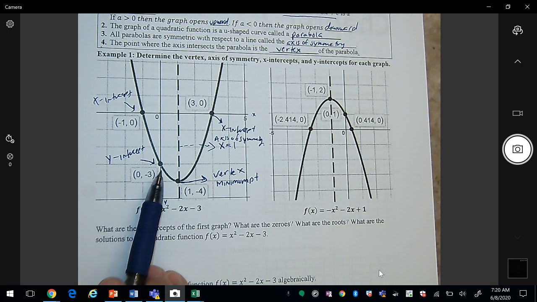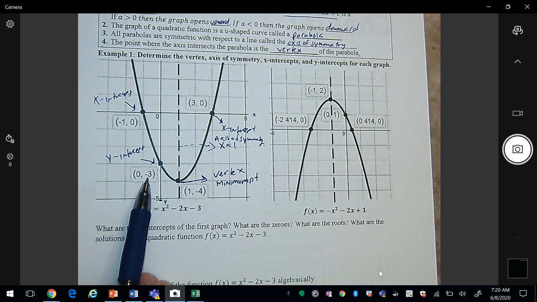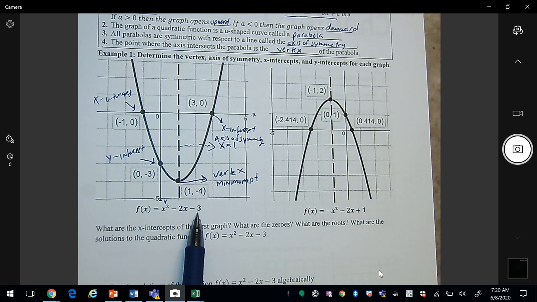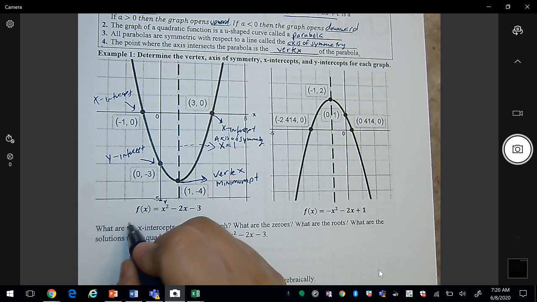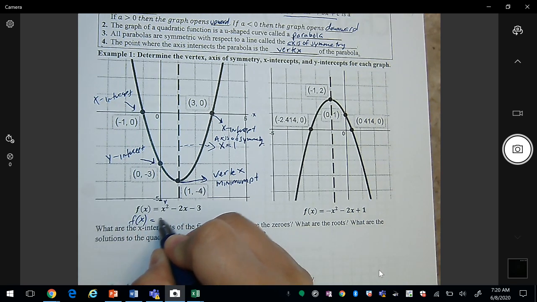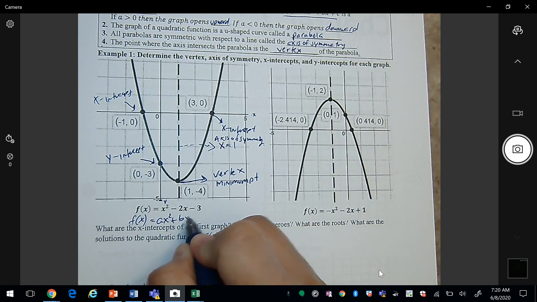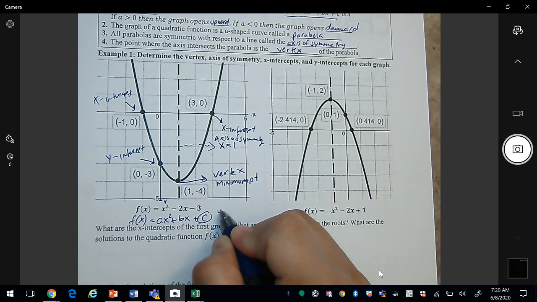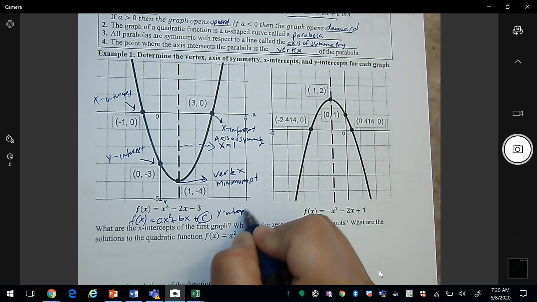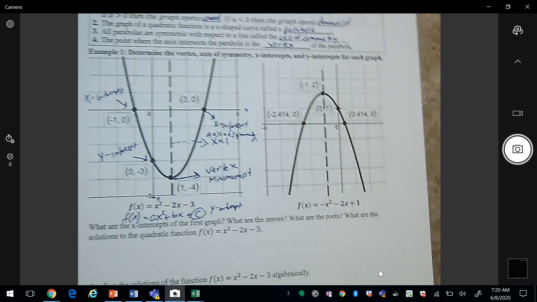Notice that the y-intercept is -3, and over here we have a -3. So anytime we have the general form, c is your y-intercept.